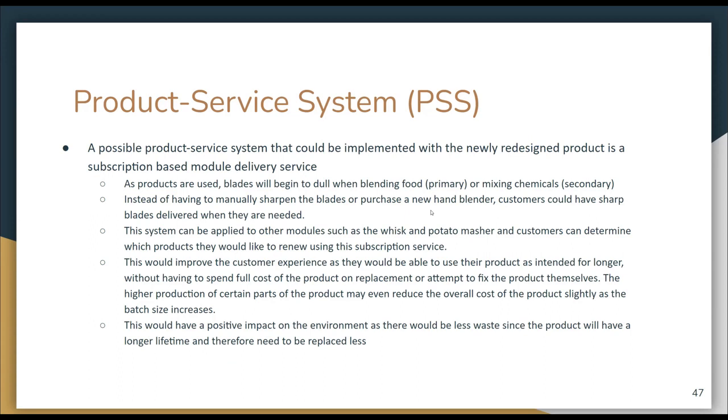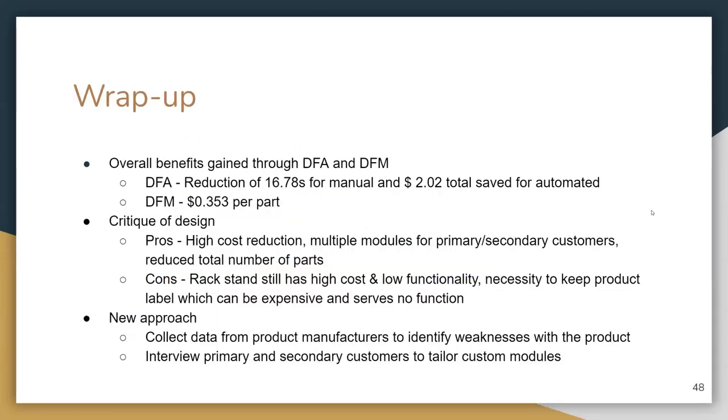Additionally, the higher production quality of certain parts may even reduce the overall cost of the product slightly. This would also have positive environmental impacts as there would be less waste since the product will have a larger lifetime and therefore need to be replaced less. Overall, we identified some pretty strong benefits for our product through DFA and DFM. Through manual DFA, we were able to reduce the total assembly time by 16.78 seconds, and for automated assembly, we were able to save $2.02. Through DFM, we were able to reduce the part costs by 35.3 cents.